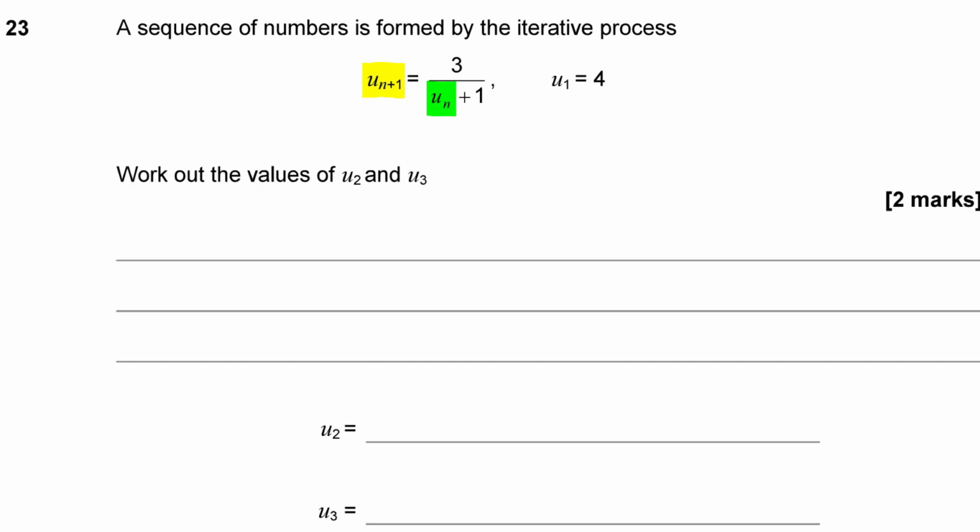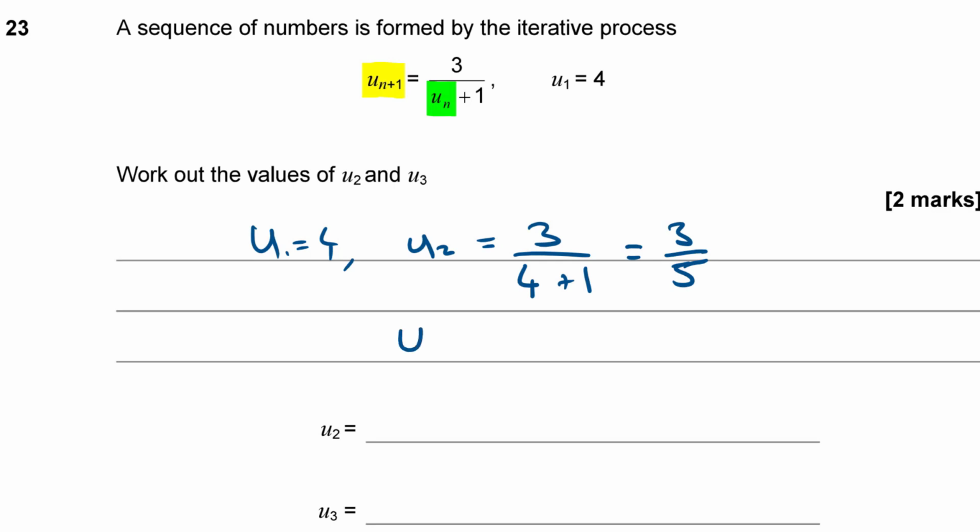So if I've got u1 is equal to 4, then u2, the next value, is going to be 3 divided by u1, 4, plus 1. So my un here is 4, u1, and my u2 is my u(n+1). So I've got 3 over 4 plus 1, which simplifies down to 3/5.